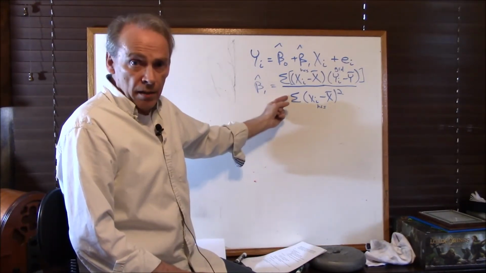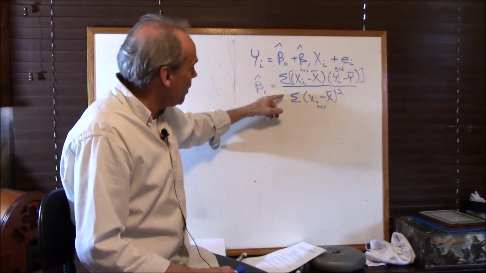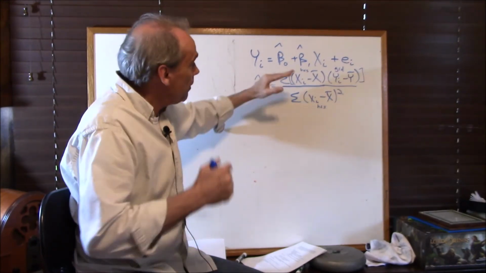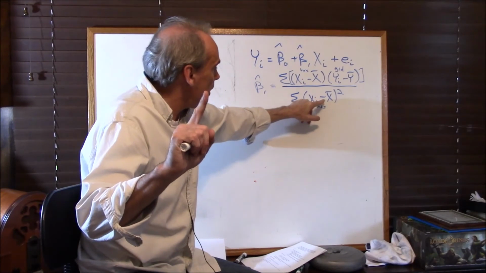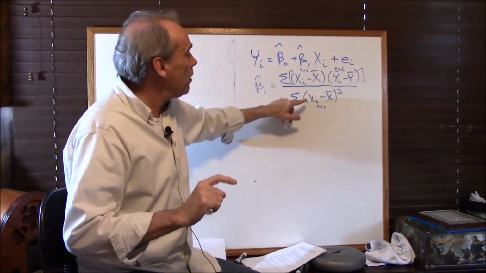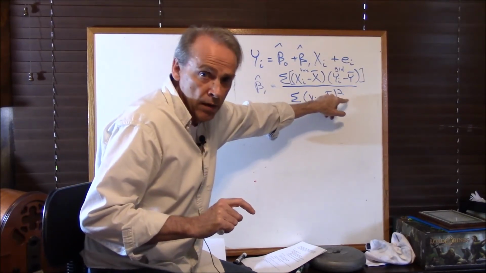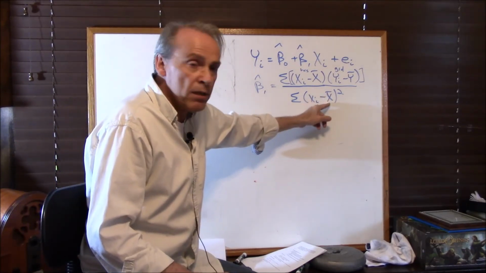In the denominator, and why this works, again, I'll do a separate video on that, but why this works, it does. I'm going to prove it to you here in just a second. Divided by student number 1, their hours of study minus the average hours of study squared, plus student number 2, their hours of study minus the average squared, plus student number 3, the same.